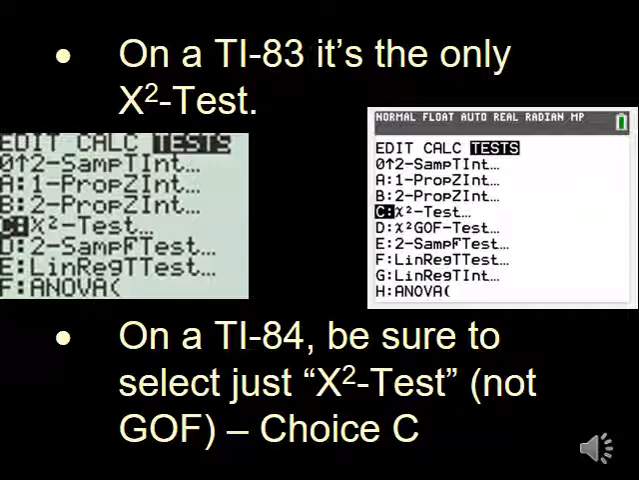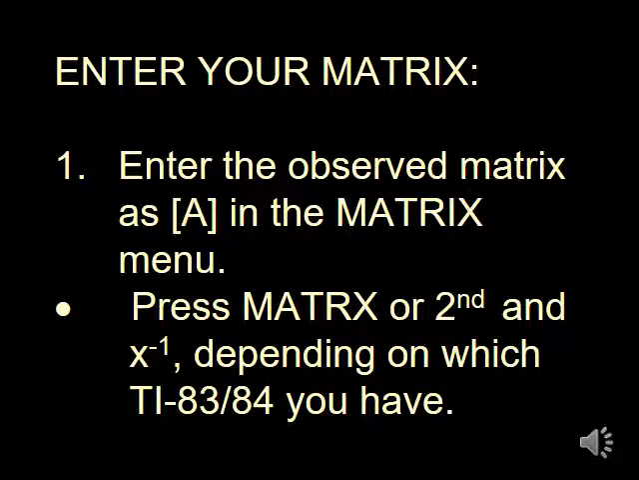If you have a TI-84, you're going to have more than one test that's called chi-square. The one you want is still choice C, the one that just says chi-square test. You don't want the one that has GOF. That's the other one I'm going to talk about, but not the one you're going to do the test on. Now we'll get back to doing the test in a little bit, but first we need to do the preliminaries for it. Before you actually do the test, you have to take the table you were given and put those numbers into your calculator, because your calculator has to know what is the data that we have.